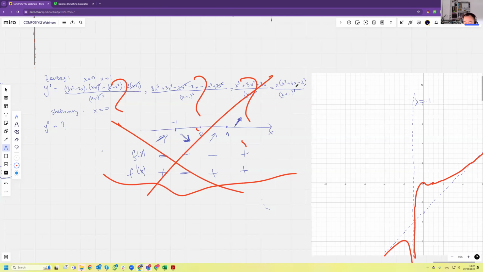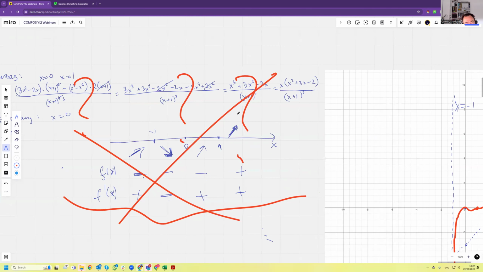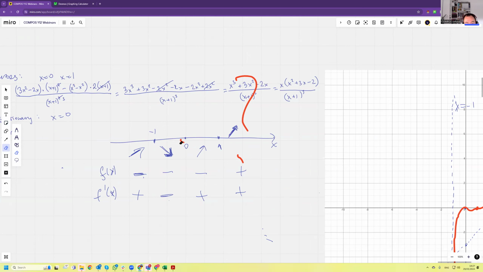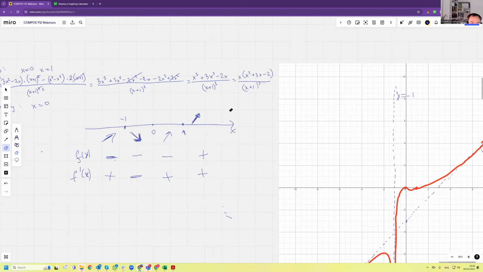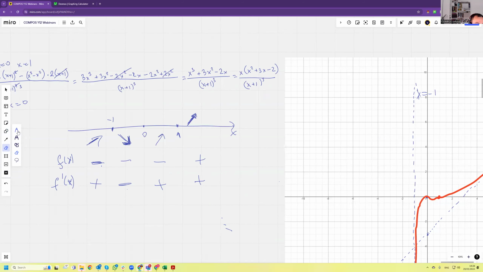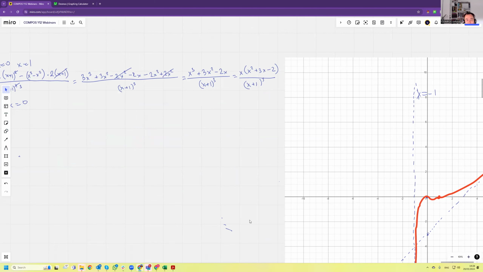Okay. Apologies. Okay. Of course. Of course. 9 minus 8, or 9 plus 8 is positive. Square root of 17. Yes, it has the same stationary point. So this is correct. This is incorrect. I did not find the stationary points correctly.